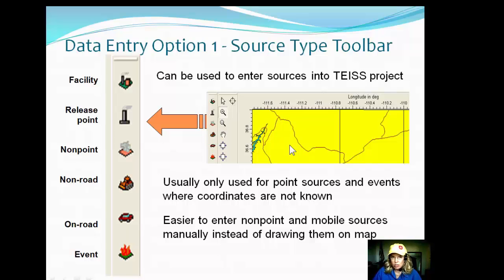For area sources or for event sources, the location of that source is the whole tribal area. So in general, the map interface isn't the most useful way to enter information for non-point sources or for mobile sources, but you could still use it. So we're going to demonstrate that now.